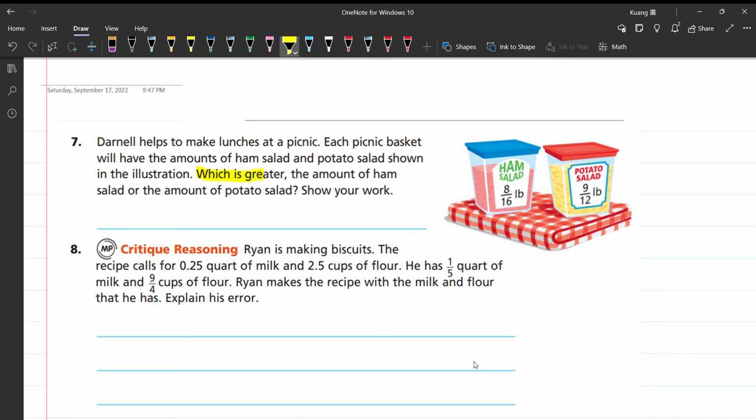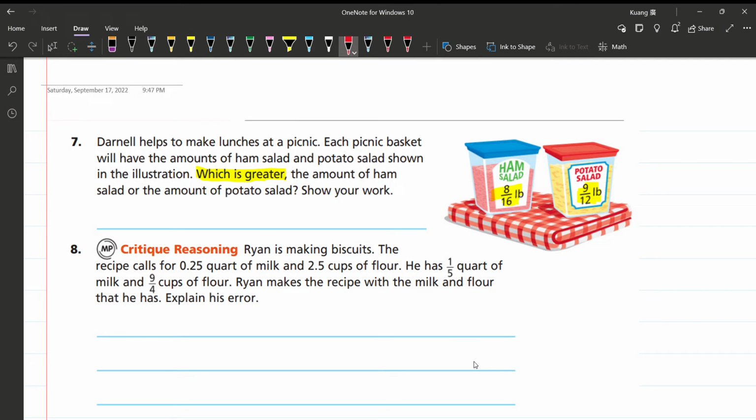If you don't understand any other words, it's okay. Which is greater, and you see these numbers, you know what to do. You don't have to understand the whole meaning or the whole paragraph. You know how to solve this problem, right? So just compare these two fractions.